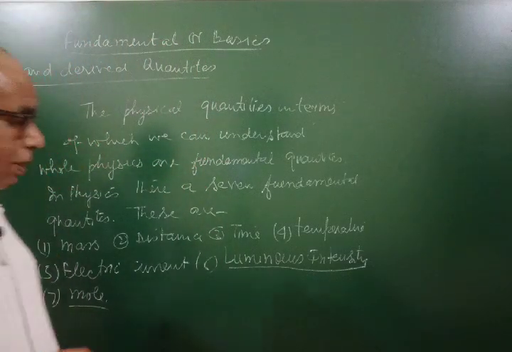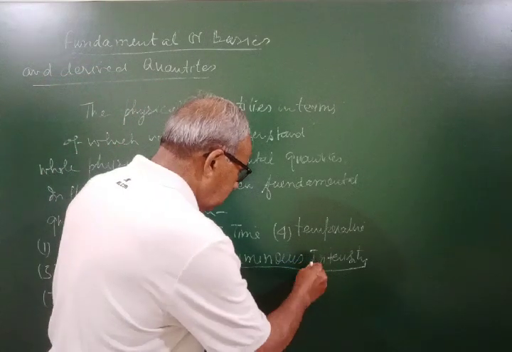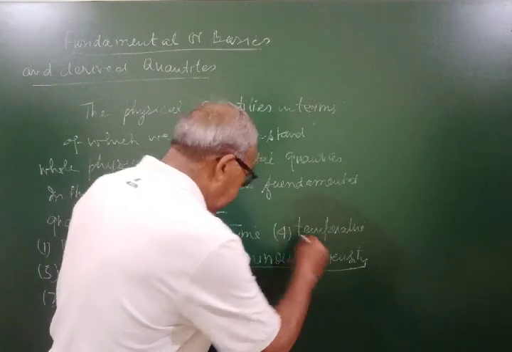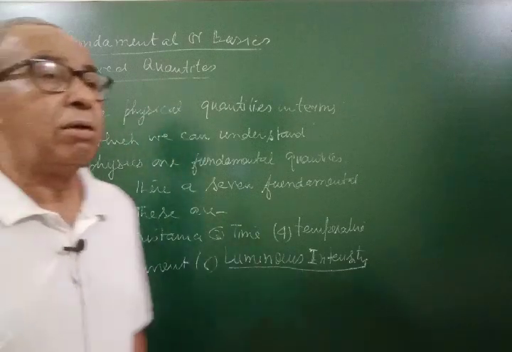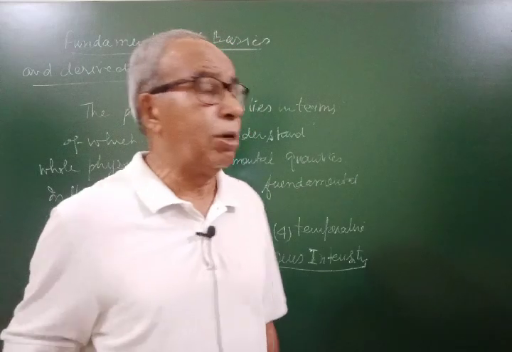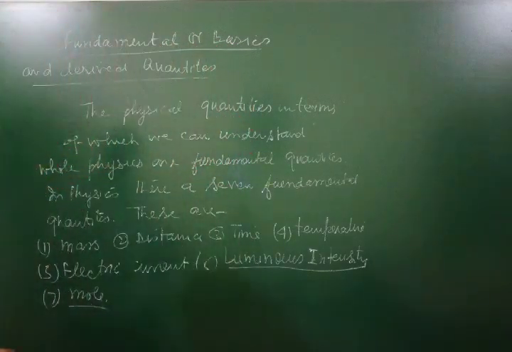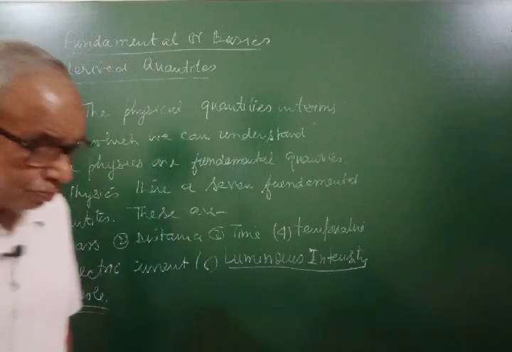Actually, the photometry chapter has been eliminated from the syllabus. But remember, luminous intensity means the amount of visible light energy crossing unit solid angle in a particular direction from the source. Mole, I will discuss later on. Mole also confuses many people, what is mole.